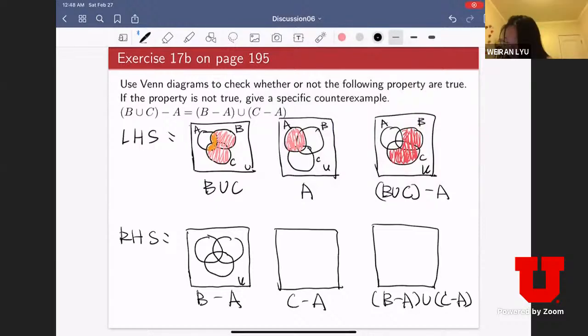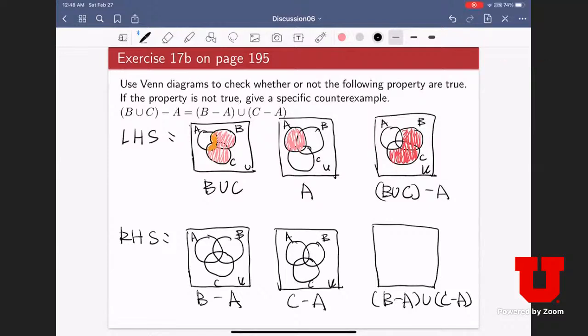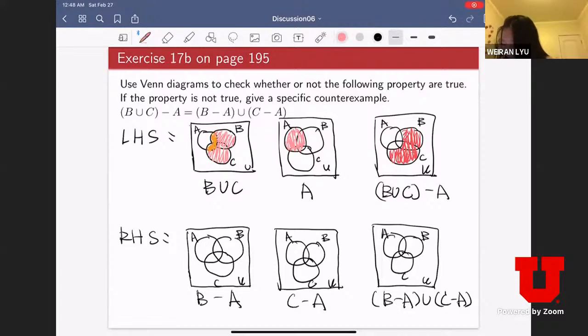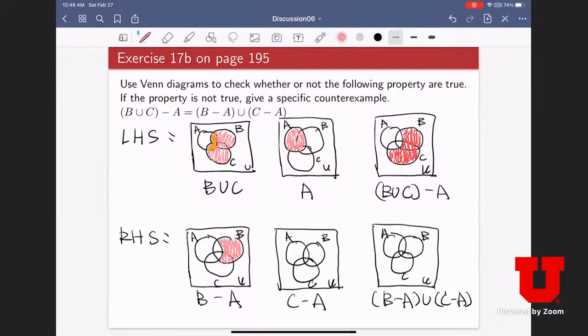All right, so what about the right-hand side, where we have B minus A? Fill in B without the intersection of A. Yep. And it should be this part. And what about the second one? Fill in C without the intersection of A.